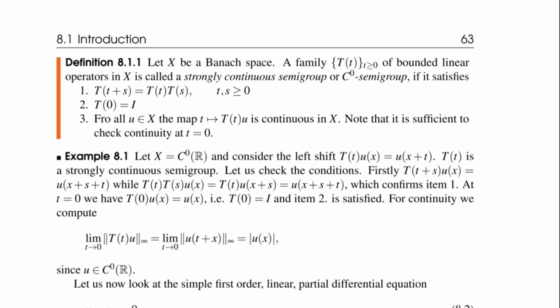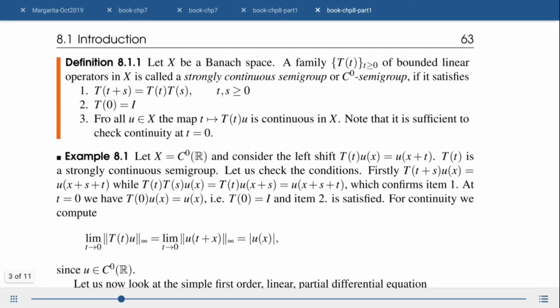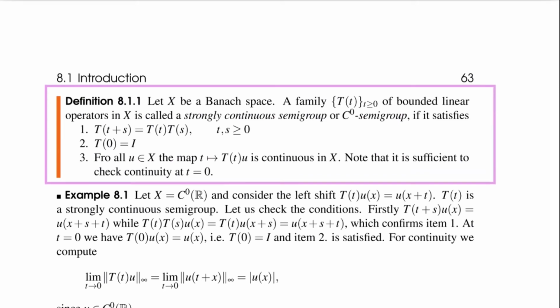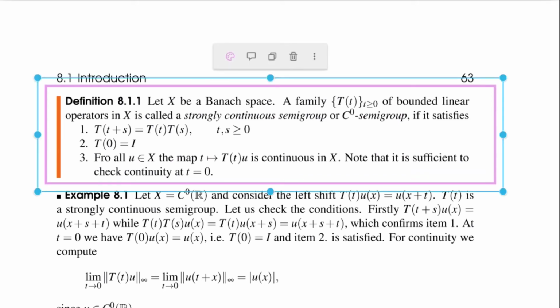So we start defining a semigroup by making a wish list. What do we like to have? What are the properties we actually would really like to have? And these are properties which typical matrix exponentials have as well.